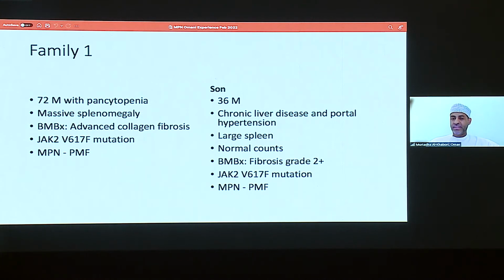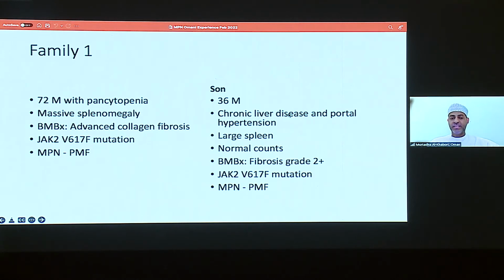That patient turned out to be the son of my old patient. He is a 36-year-old, referred from a hepatologist with chronic liver disease and portal hypertension. He had a large spleen, and the hepatologist said his spleen was out of proportion to what would be expected for portal hypertension. Despite having normal counts, he told him that my father had this, and then he referred him to us. What we did, actually, we started with molecular testing, and he was JAK2 positive, the same mutation that his father had. Then we did a bone marrow biopsy, which revealed fibrosis grade 2+. So his diagnosis was primary myelofibrosis.